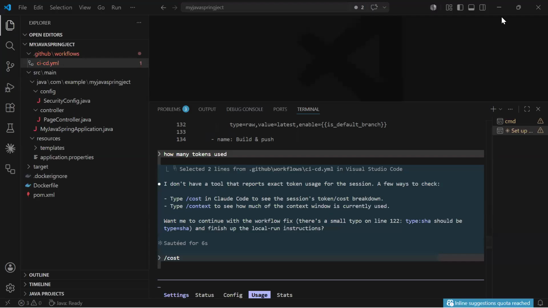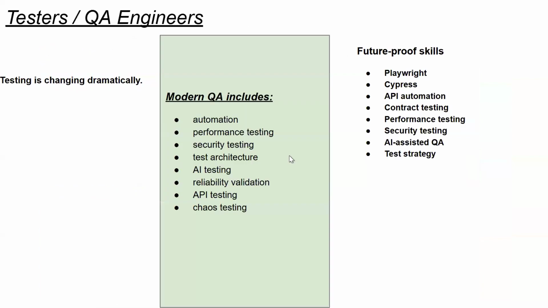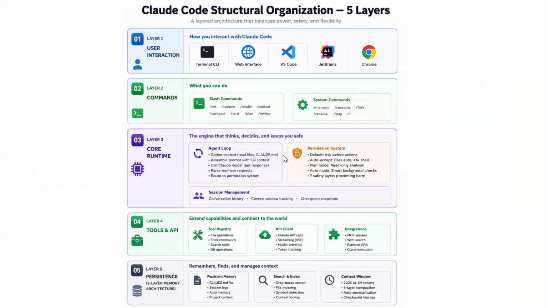So commands are also very important. We have to learn the internal core runtime. What is the agentic loop? What is the permission system? How exactly is session management handled? How to integrate tools, third-party tools, and APIs. These are all things we should understand. There's also persistence, like how to create a Claude Code file and what its uses are. So these are all the layers we should understand: user interface first, commands, core runtime, tools and API, and persistence. These 5 layers are very, very important.